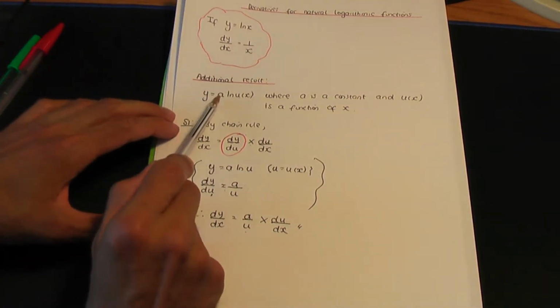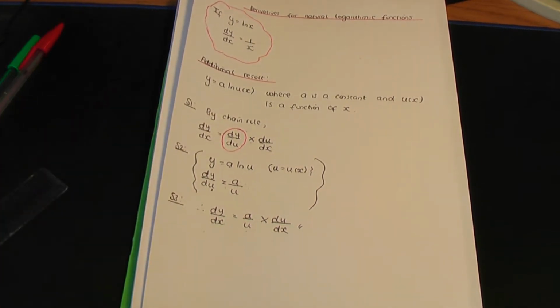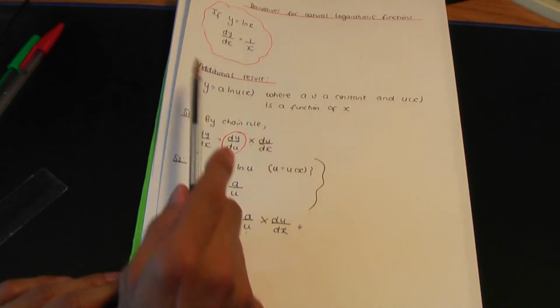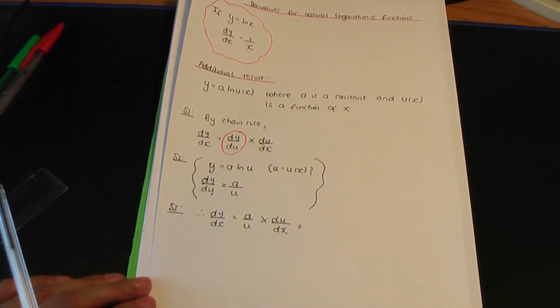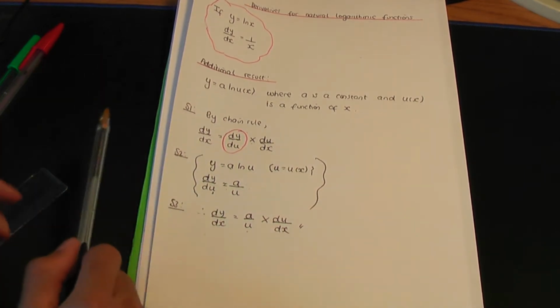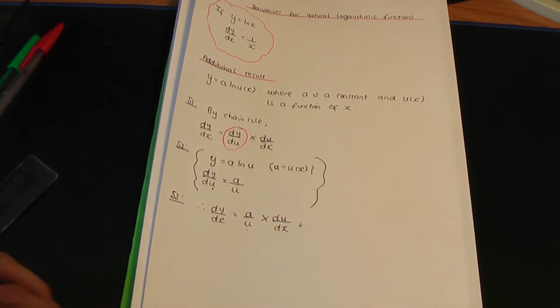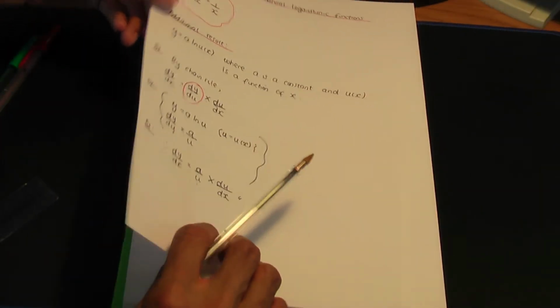However, if a is not a constant, we may need to use either the product or the quotient rule. So if a is not a constant, and if we got a product of two functions, then it's the product rule. And if a is not a constant again, and if we have a quotient of two functions, then we'll use the quotient rule. So let's try some examples.